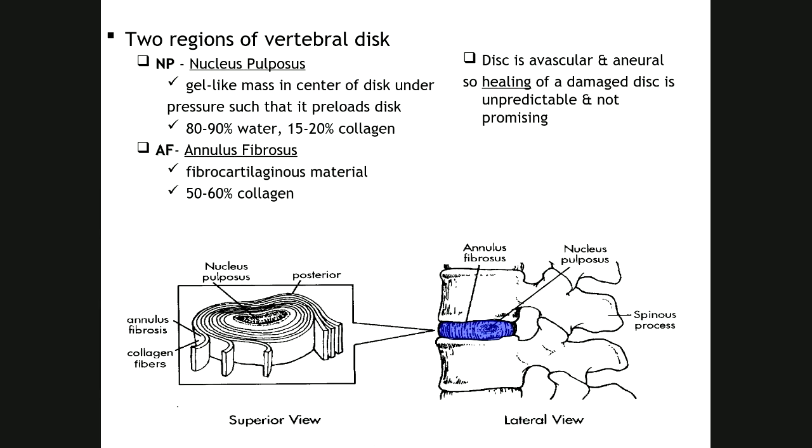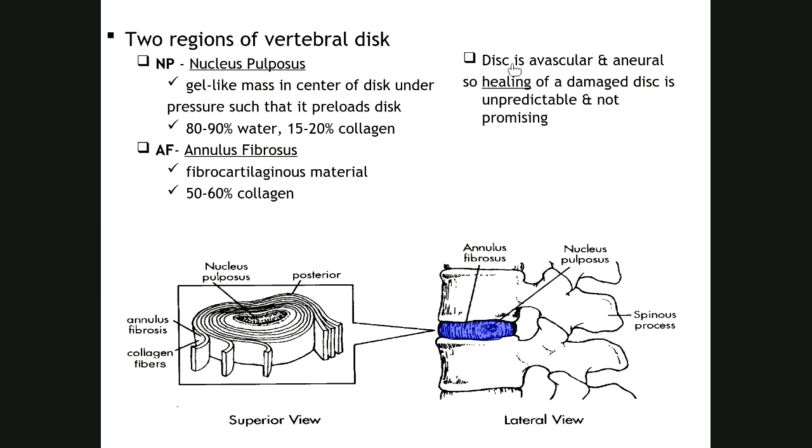Please star this. The next point right here, that the disc is very avascular and aneural. What does avascular and aneural mean to you guys? So no blood, very poor blood supply, very poor nerve supply. Very good. So healing of this damaged disc, thank you, Evelyn, is very unpredictable.